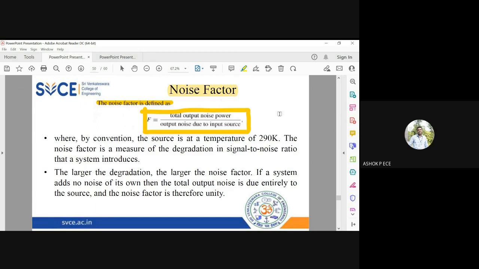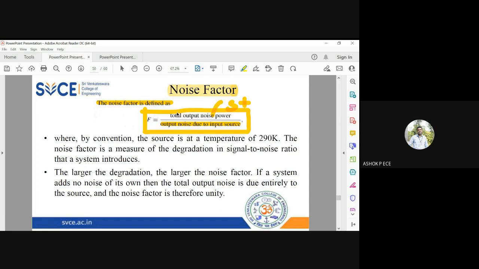So this F will clearly measure what is the degradation in the SNR of your system. SNR is called as signal to noise ratio. Okay, so this output noise power includes the noise power due to source plus the noise power introduced by the two-port network. The numerator will have two terms: one is the noise power due to source plus the noise power due to the device. And the denominator is only because of the input noise source.